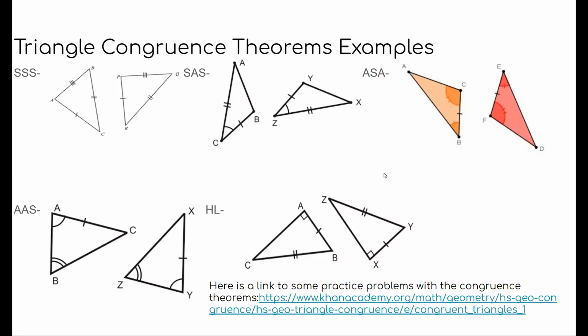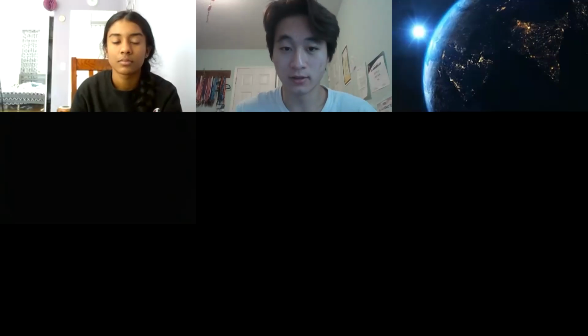So HL and AAS. For HL, that's only for right triangles. Any of these, like SSS and SAS, could apply to right triangles, but HL doesn't apply to anything else. So let's say I have a non-right triangle, right? So we have this triangle that's not right. We know that there's no hypotenuse, because the hypotenuse is only the long side of a right triangle.